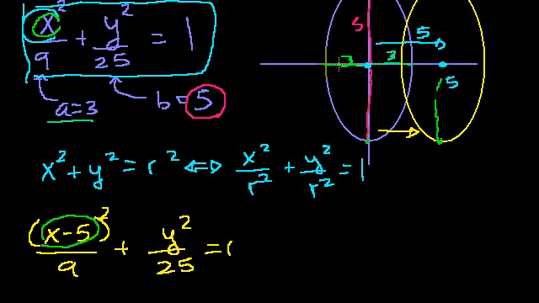And I really want to give you that intuition. And then, let's say we wanted to shift this equation down by 2. Right? So if we wanted to shift it down by 2, our new ellipse looks something like this.